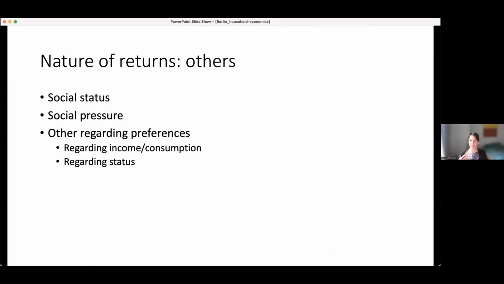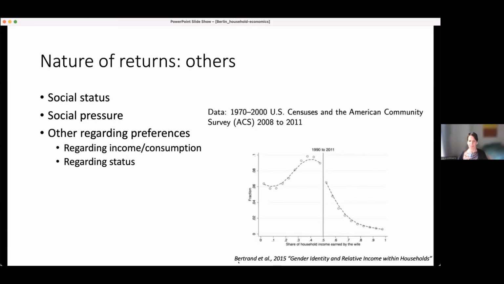Now, in a couple, this becomes really complicated, because I told you we very much care for the other person in the couple. So we have other-regarding preferences also with respect to them. Then we might have other-regarding preferences for this other person's income or consumption, but we might also have other-regarding preferences for this other person's status. So as a woman, I might care about my partner's status and do something with respect to that. Just to cite one example, you might know this paper by Bertrand, which showed a significant discontinuity in the share of household income for men versus women at 50%. Right at 50%, you have a real drop in the number of couples where the woman earns more. So there must be something that really matters in couples, this distribution.